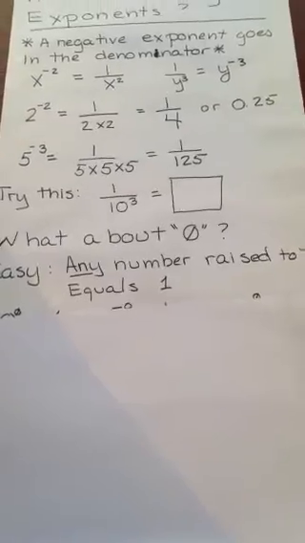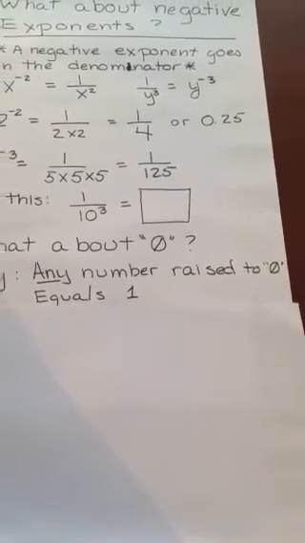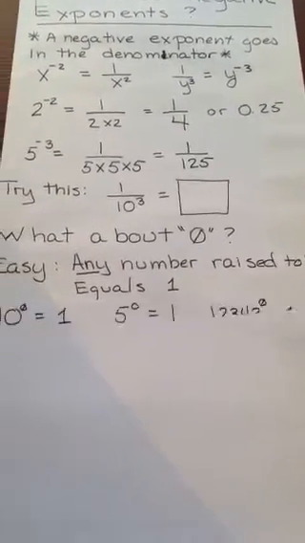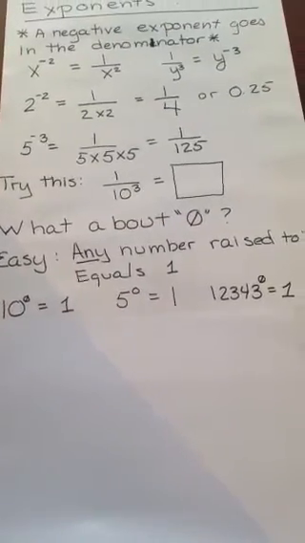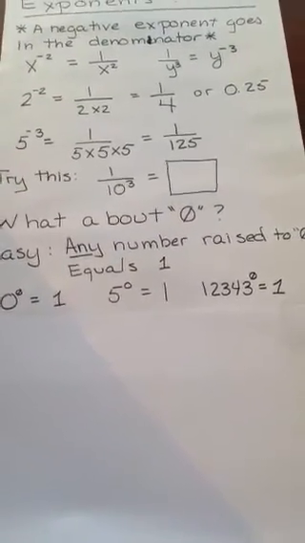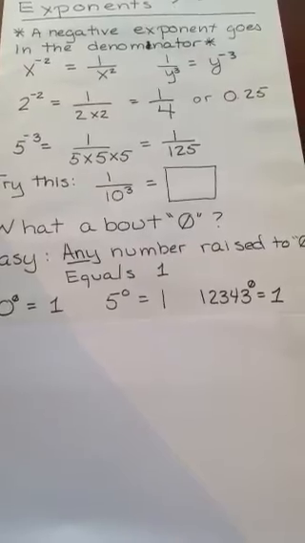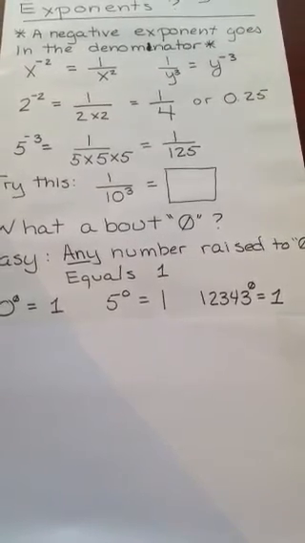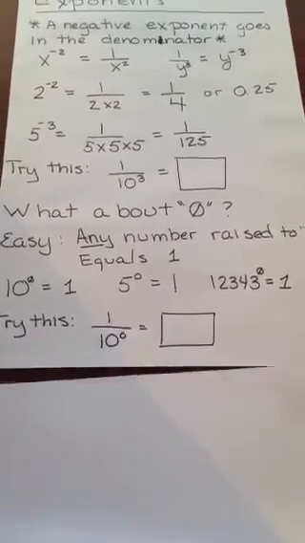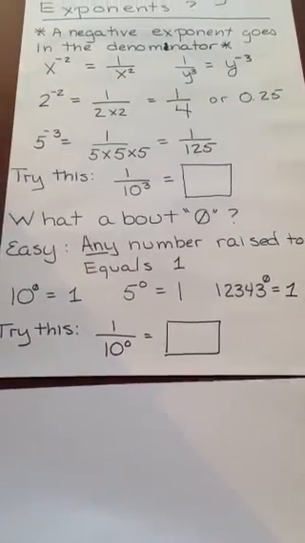Easy, easy. Any number, doesn't even matter what it is, any number raised to 0 is going to equal 1. So 10 to the 0, that's 1. 5 to the 0, oh, that's 1. 12,343 raised to the 0 power, that's 1. So go ahead. I want you to try this. What would be 1 over 10 to the 0?